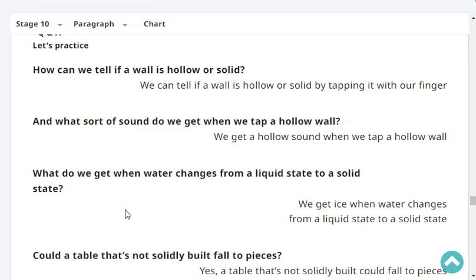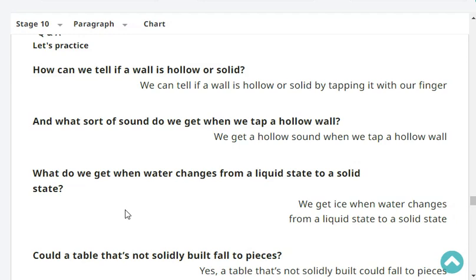We can tell if a wall is hollow or solid by tapping it with our finger. And what sort of sound do we get when we tap a hollow wall?